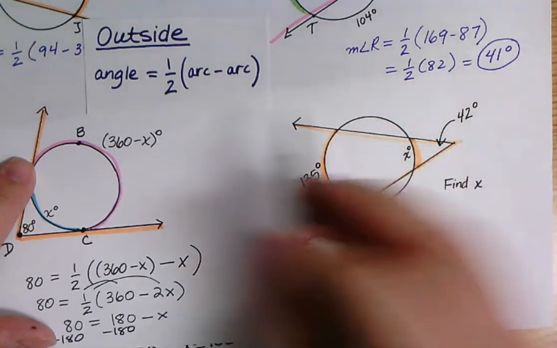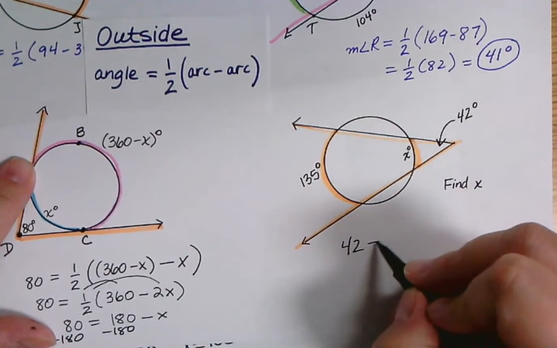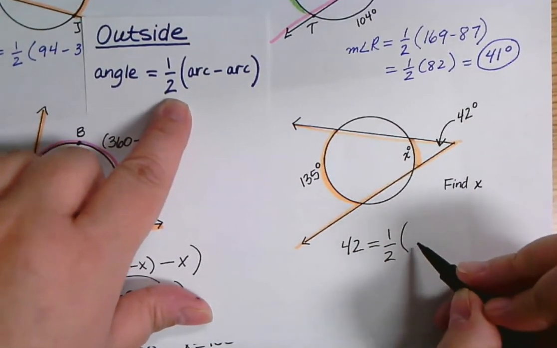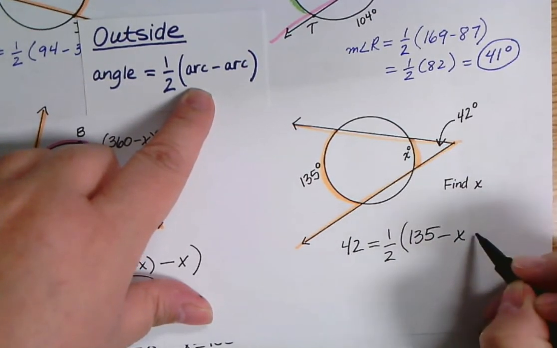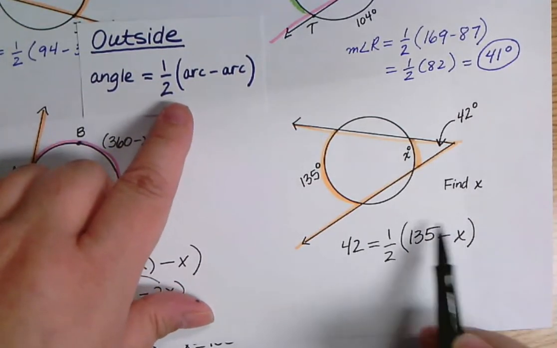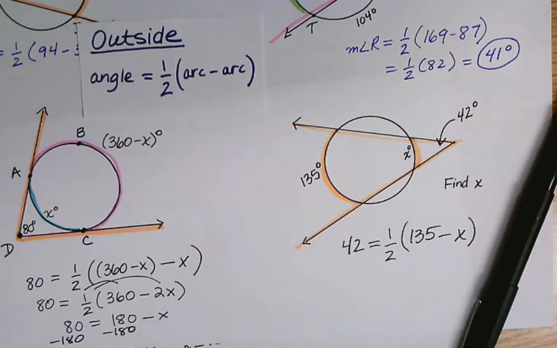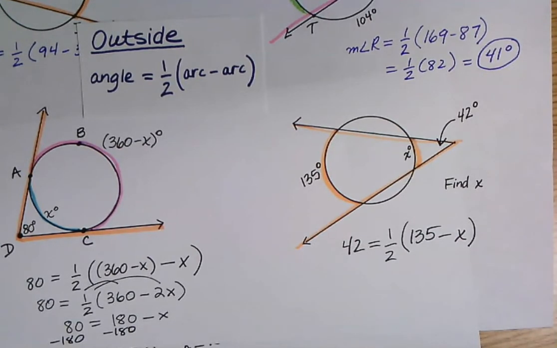If I know the angle, I start out with angle equals, so 42 equals, because I'm told the angle is 42, 1/2, the bigger arc is 135, minus the smaller arc is x. Now, I could go ahead and distribute and take half of 135 and half here. But since it's odd, it's going to give me a decimal. And that's fine. You could do it with a decimal, but I want to show you a little trick here.